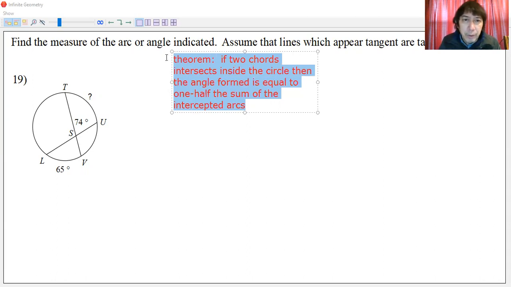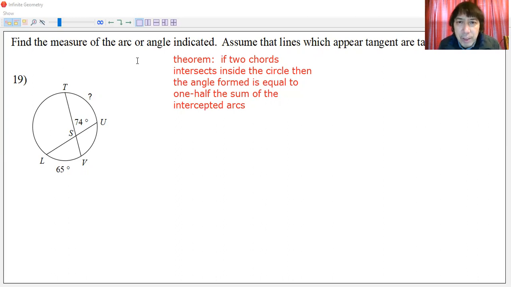If two chords intersect inside the circle, then the angle formed is equal to 1/2 the sum of the intercepted arcs. So it's the average of the two arcs.